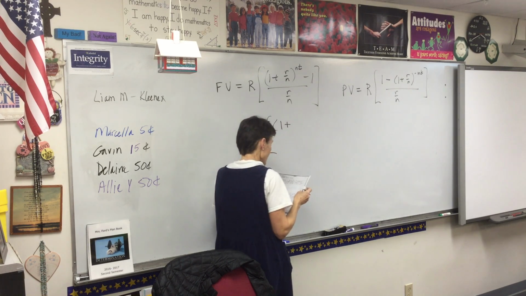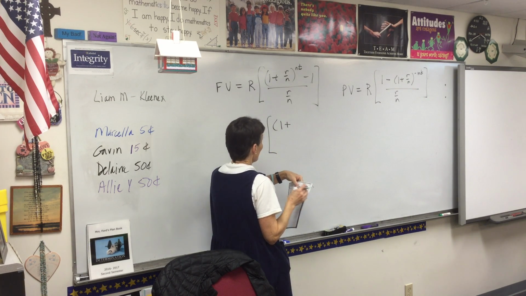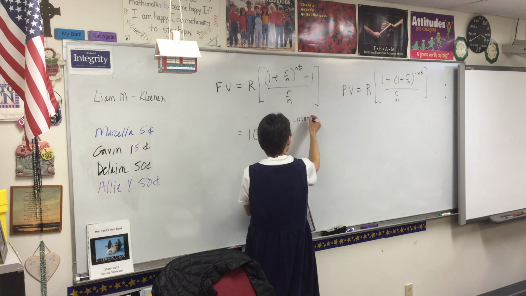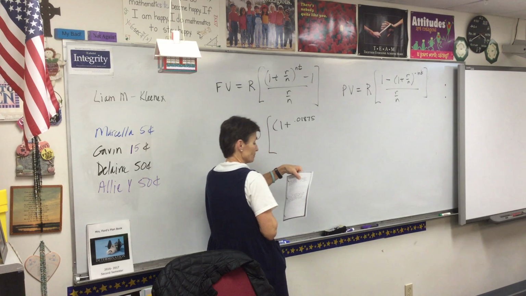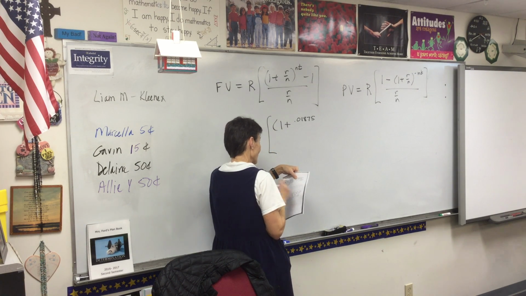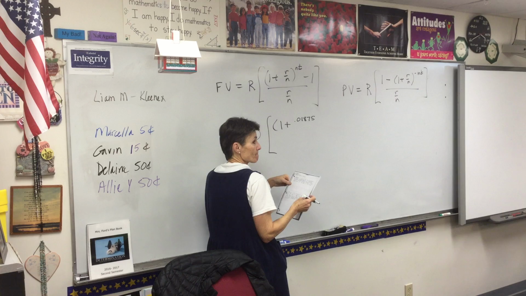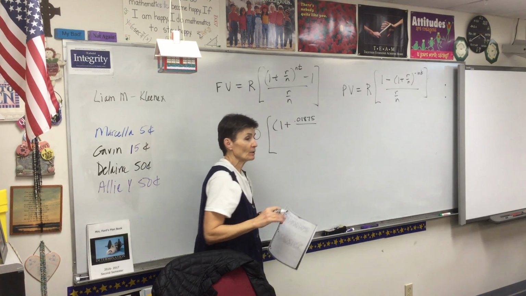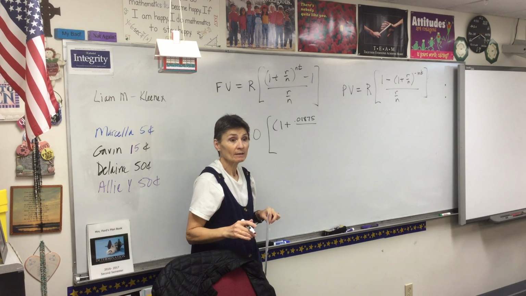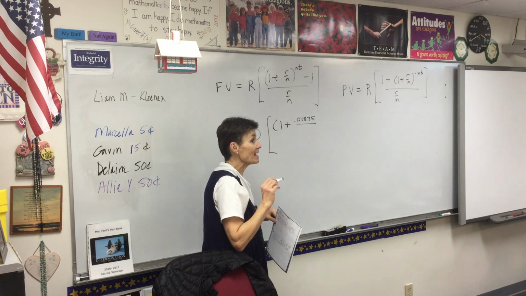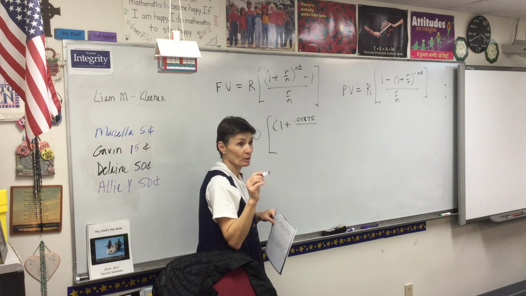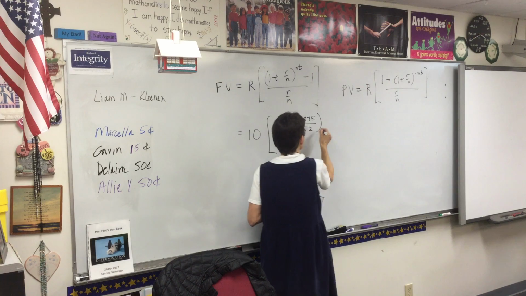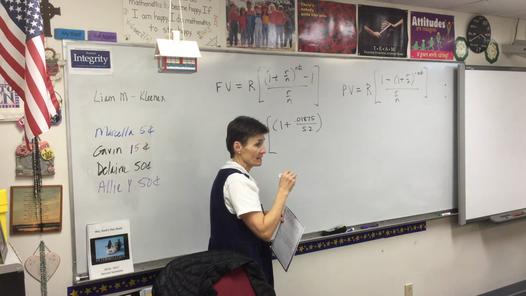My interest rate, what am I going to put in for little r? 0.01875 divided by 47. No, not 47. You don't divide by the number of years. By what? 52. 52, because n is the number of times per year. So we're going to divide by 52 because Solomon is making weekly payments.